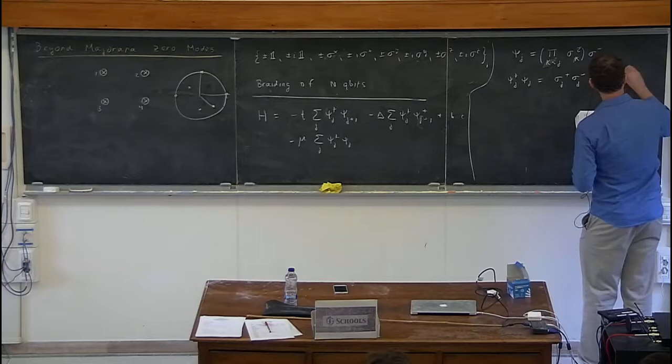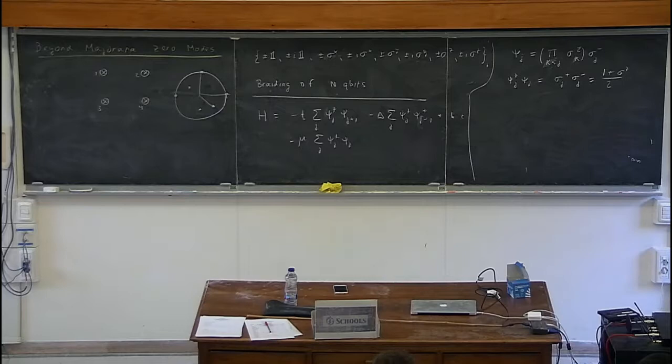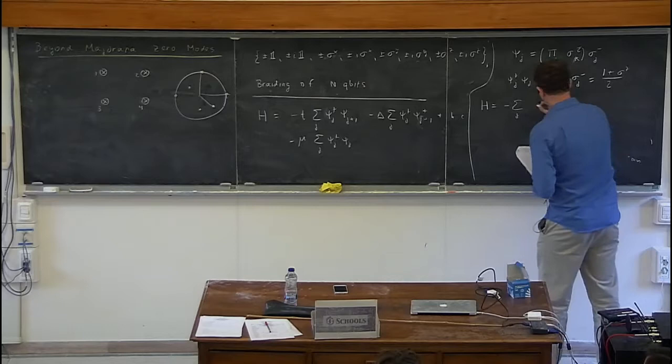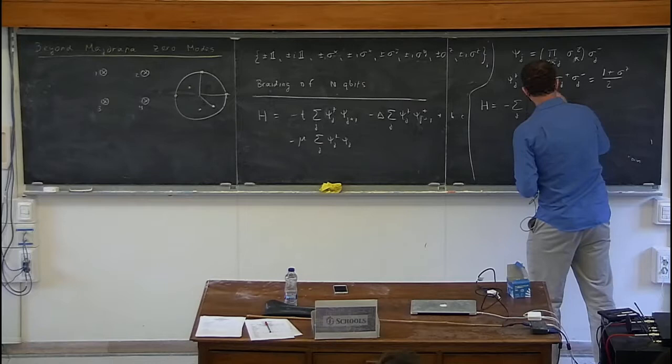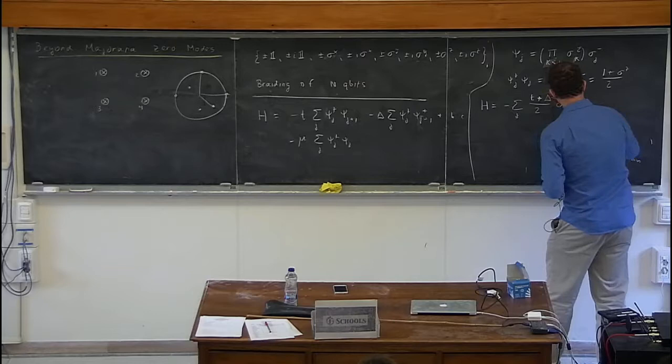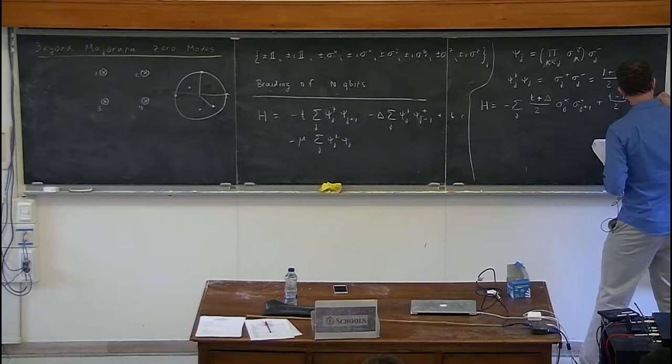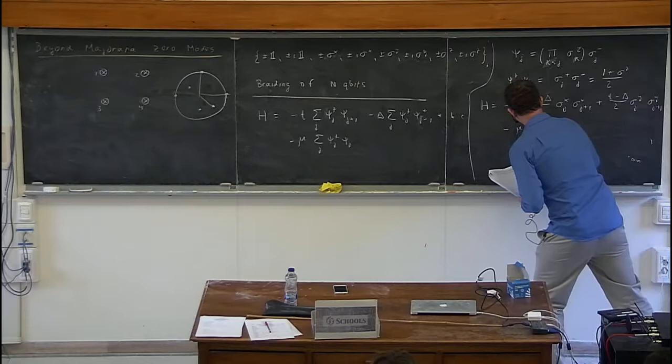Okay, so you can map the Hamiltonian into the language of these spins. That's a straightforward computation. I've done it here. The result is a nice looking spin Hamiltonian. There's (t plus delta)/2 times sigma x j sigma x j plus 1, and then there's plus (t minus delta)/2 sigma y j sigma y j plus 1. And then there's a minus mu sum over j sigma z.